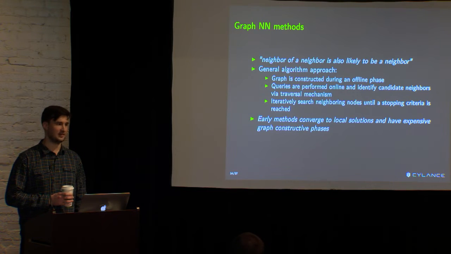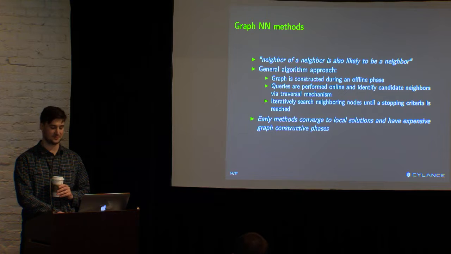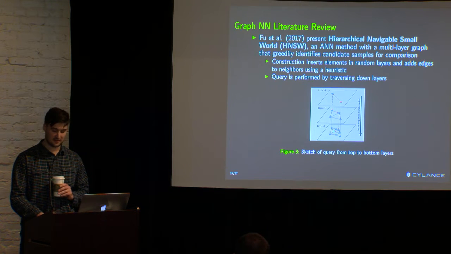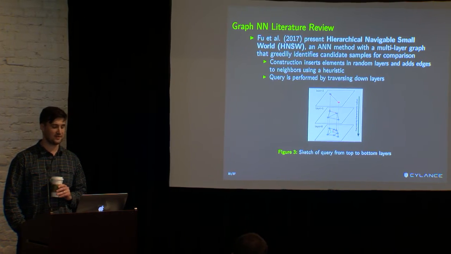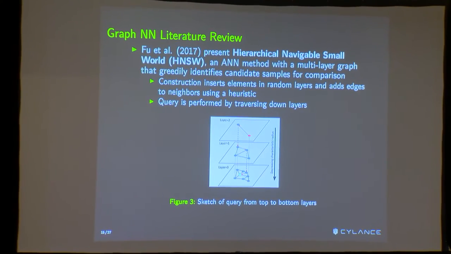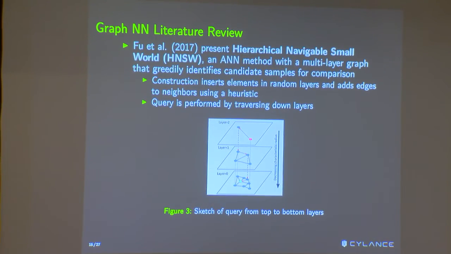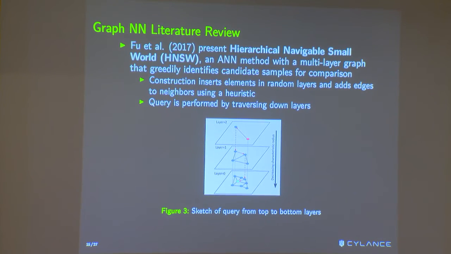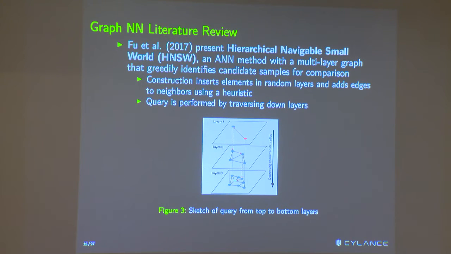These early methods, though, have had issues with local convergence when doing their search process at query time, and some of them also have expensive graph construction phases. So the interesting method here that we'll look at is this graph method called Hierarchical Navigable Small World, or HNSW. This uses multiple graphs and constructs layered graphs in a way that you can greedily identify samples that are interesting for comparison. Queries are performed by starting at one of the layers and traversing that layer's graph to a certain point, and then eventually navigating down to the next layer until finally you build a list of candidate nodes that you want to compare.